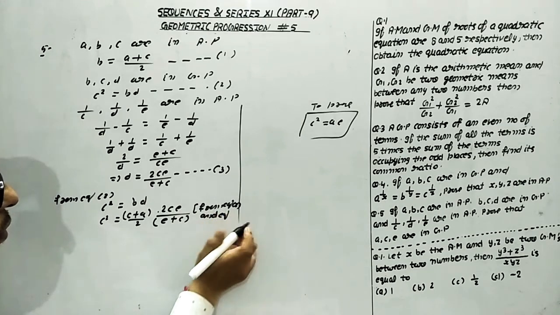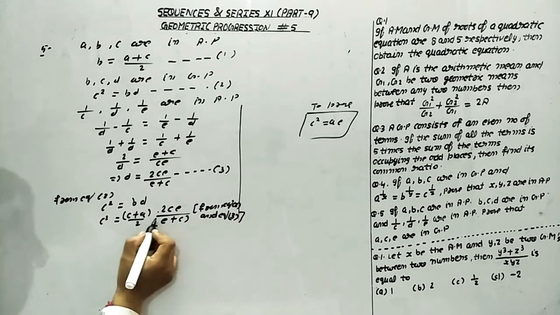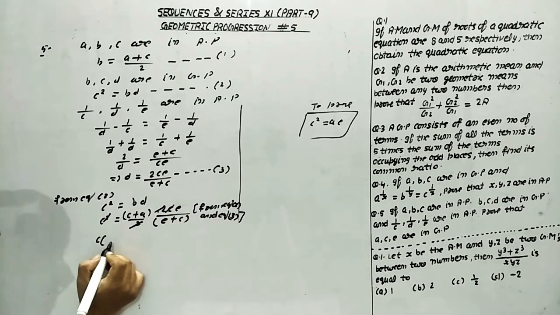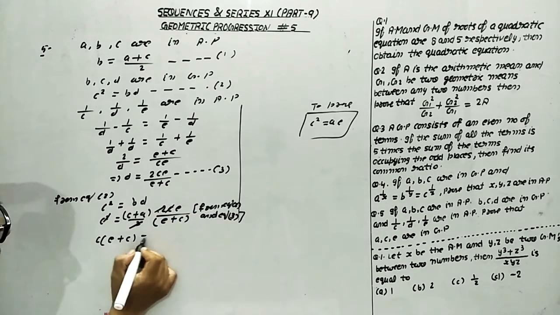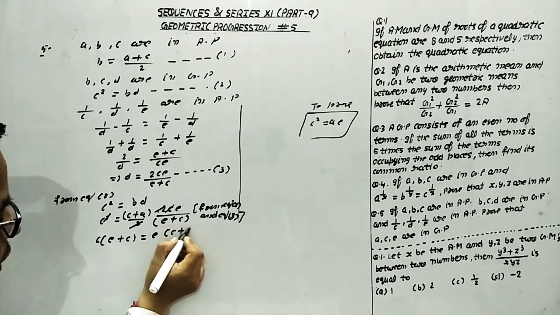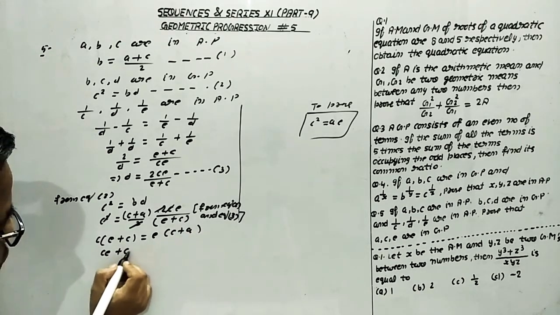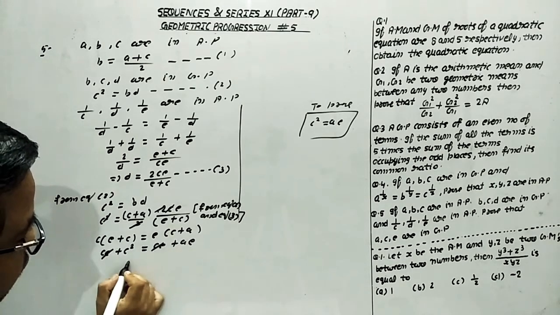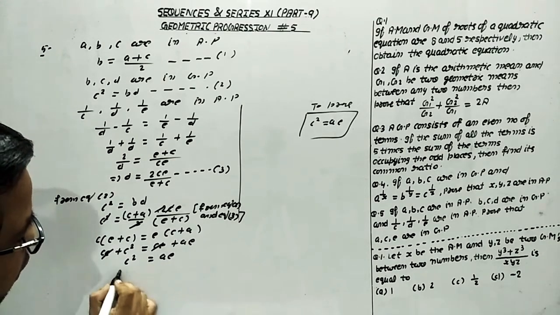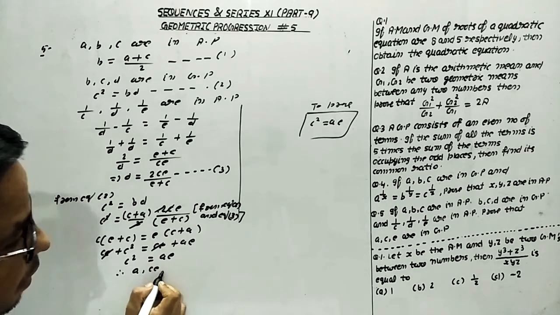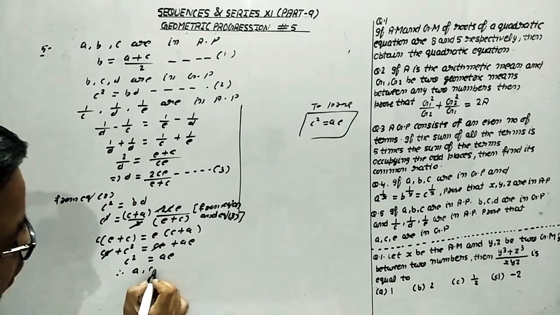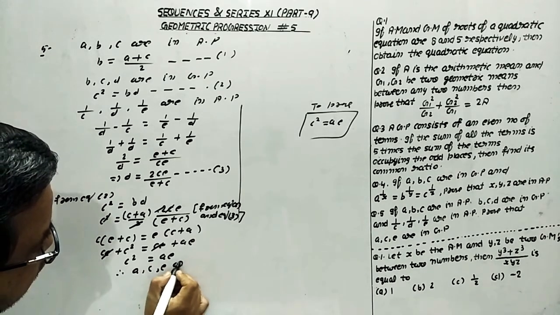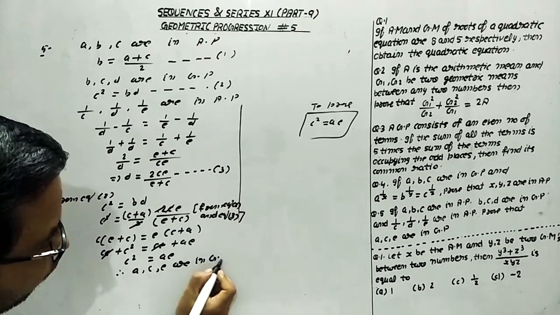Now look at this thing. Once we do this, 2 cancels out, 1 C cancels out. Now after cross multiplication, C times E plus C is equal to E times C plus A. It means CE plus C square equals CE plus AE. CE cancels out, C square is equal to AE. Therefore you can say A, C, E are in GP. So this is the way to do this type of question.